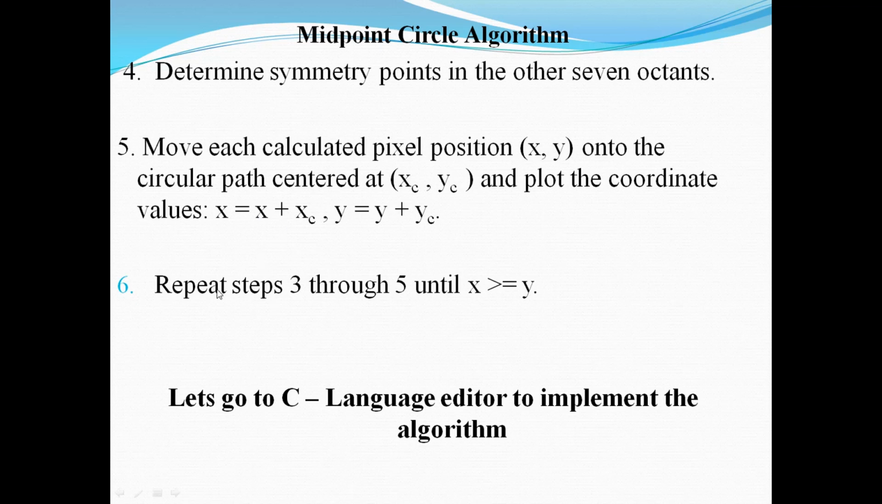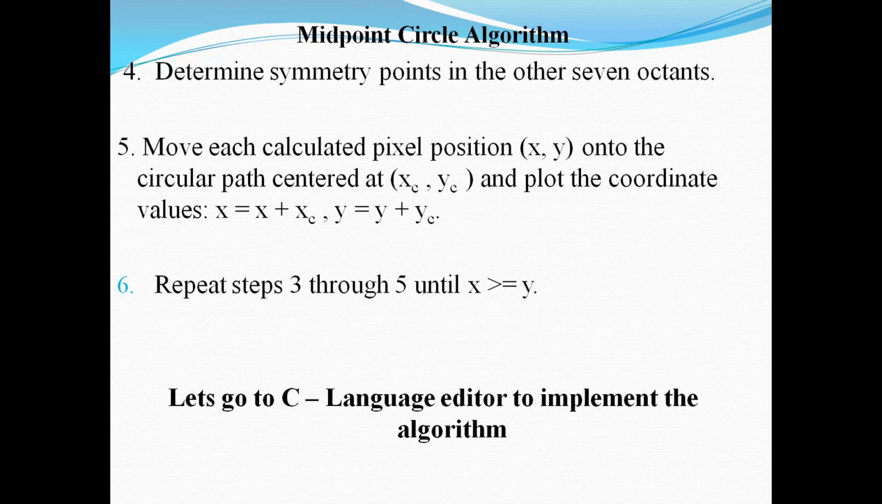Step 6 says repeat step 3 through 5 until x is greater than or equal to y. So we need to repeat the calculation of the pixel position until x is greater than or equal to y. So this is the algorithm which is used to generate the circle by calculating the pixel positions one by one. I hope we all have understood this algorithm.